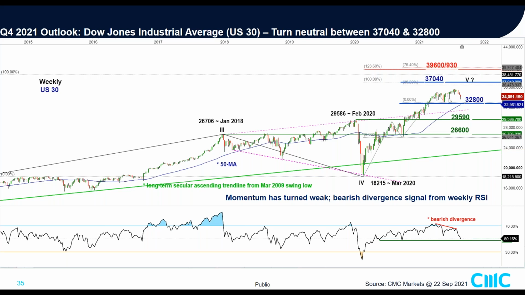So for Q4, we prefer a more neutral stance for the Dow Jones, based on a sideways range between 32,800 and 37,400. That's what I have for the Dow Jones Industrial Average.